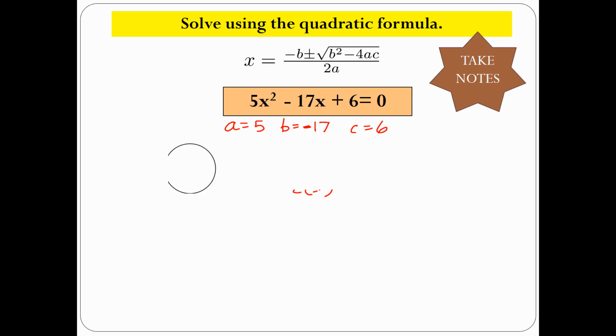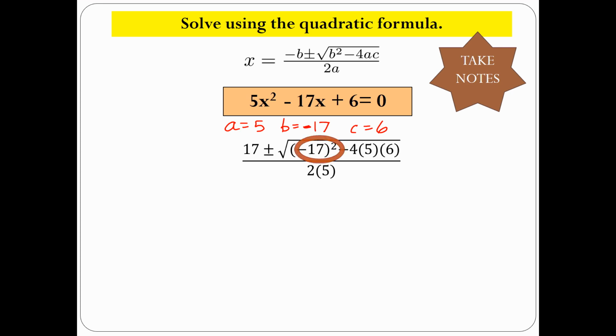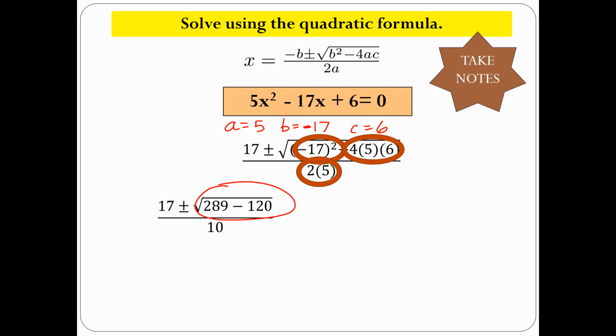So now I remember I have 3 parts that I want to solve. I want to do the squaring. I want to do the negative 4 times 5 times 6. And I want to do the 2 times 5. So negative 17 times negative 17 is 289. Negative 4 times 5 times 6 is a negative 120. And then 2 times 5 is 10. So I evaluated those 3 parts. Now I want to figure out what's underneath the radical sign. And 289 minus 120 is 169, which happens to be a perfect square, which is 13. So we have plus or minus 13.